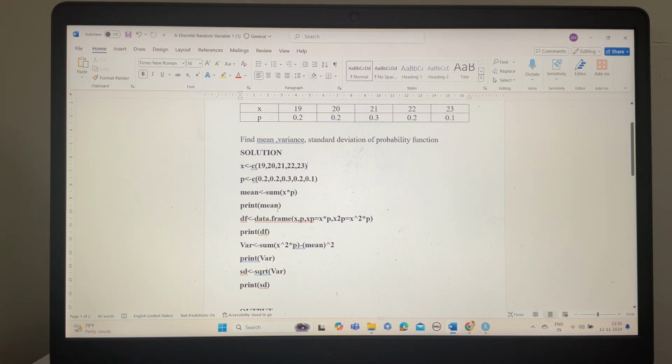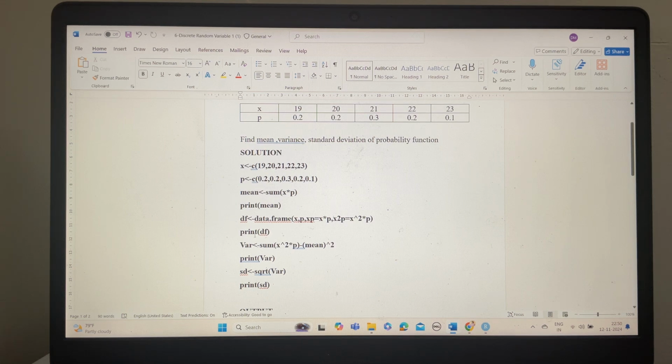When you give the command print mean, the value of the mean will be displayed in the console. And data dot frame is the command for writing down the table. We have already done this in our programming lab. So data dot frame of the first column corresponds to x values, the second column corresponds to the probabilities, the third column is x into p, that is x star p, and the fourth column is x square p, x2p I have written. That is x square star p.